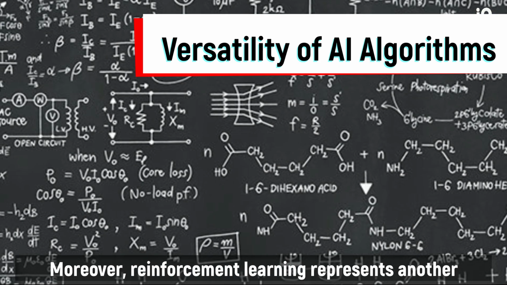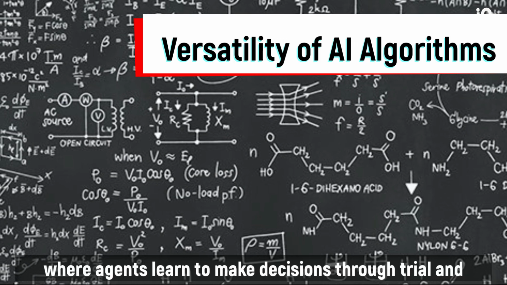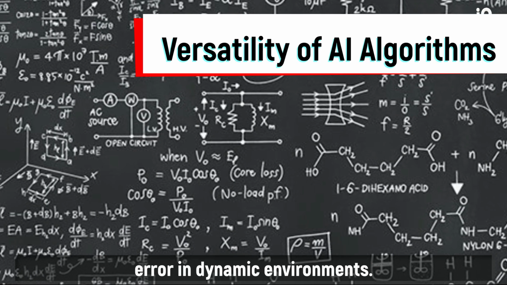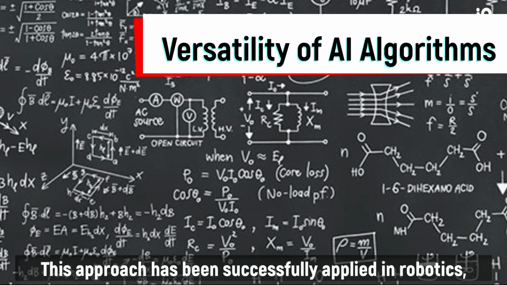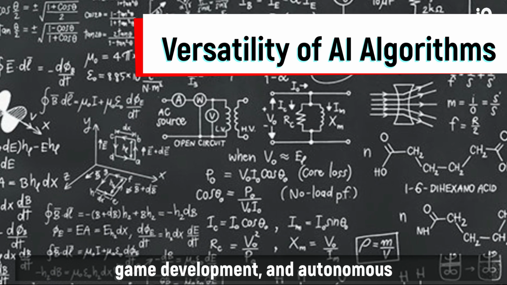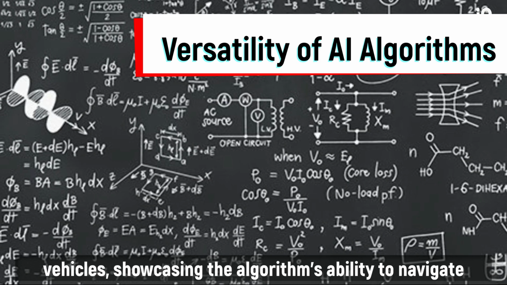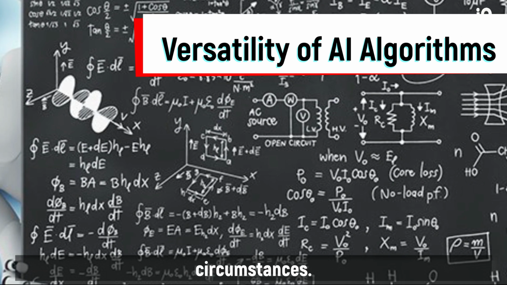Moreover, reinforcement learning represents another fascinating aspect of AI algorithms, where agents learn to make decisions through trial and error in dynamic environments. This approach has been successfully applied in robotics, game development, and autonomous vehicles, showcasing the algorithm's ability to navigate complex tasks and adapt to changing circumstances.